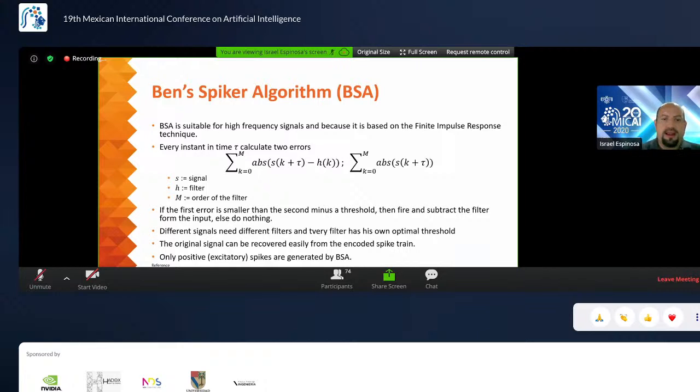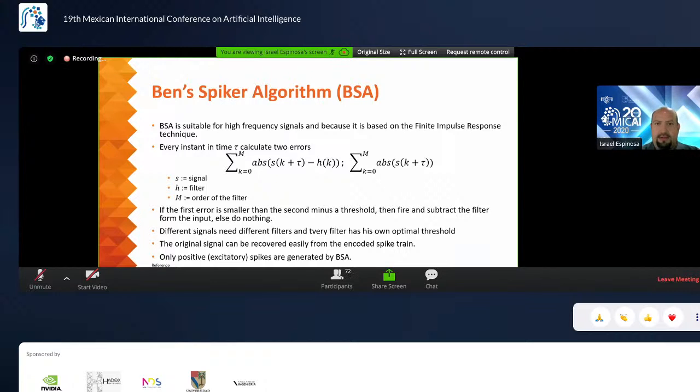However, when we use the Bens Spiker algorithm and we want to recover the signal, the original signal can be recovered easily from the encoded spike train. We only need to do a convolution process. We make a convolution between the spike train and the filter, and we reconstruct the original signal.